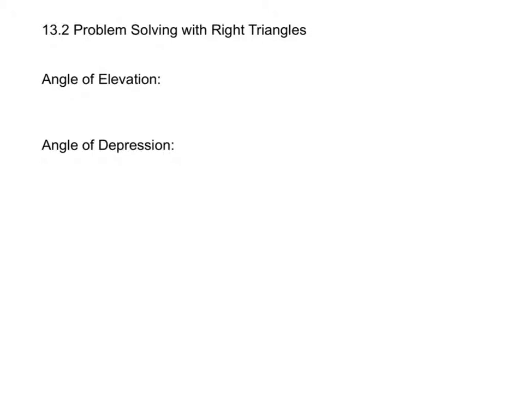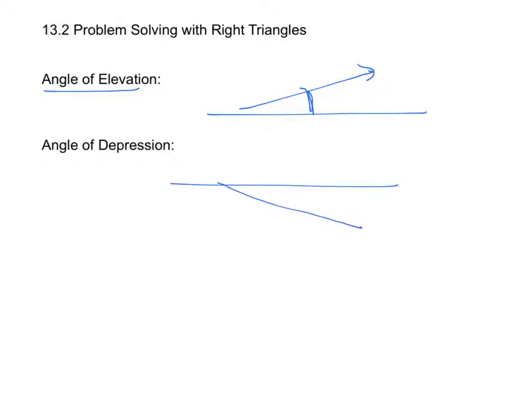So your angle of elevation is going to be the angle from the horizontal up to the line of sight. So, for example, if we have horizontal and then we have an angle here, that's going to be the angle of elevation. An angle of depression is essentially just down to the line of sight. So the angle from the horizontal down to the line of sight. So if this is our line of sight.